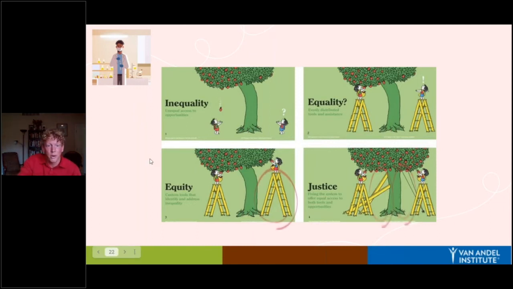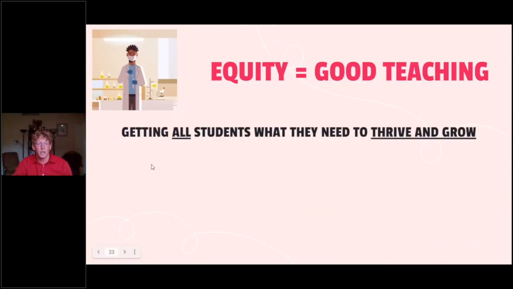Now, it's important to note that just because there are some additional or variable structures here, some variable tools, these students over here still have what they need in order to grow and thrive. What we're trying to do is provide classrooms where every student gets what they need. Every student gets what they need to thrive and grow.